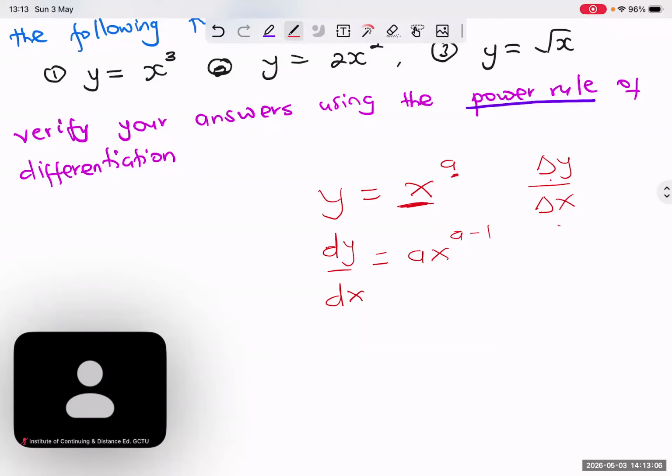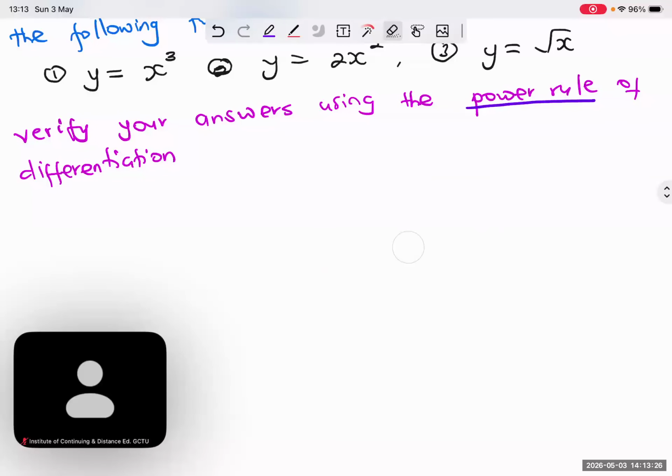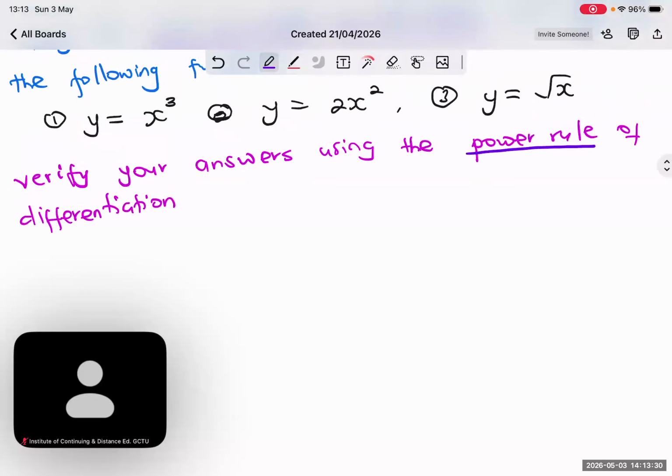If the function is in the power form, multiply the number on top of the x, or on top of your variable, your independent variable, by the x. So you have ax. Subtract 1 from the power, and that gives you a minus 1. So that is that for the power rule of differentiation. I don't think that is quite difficult.